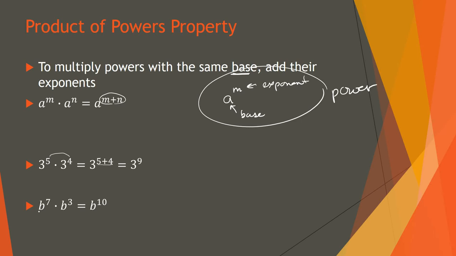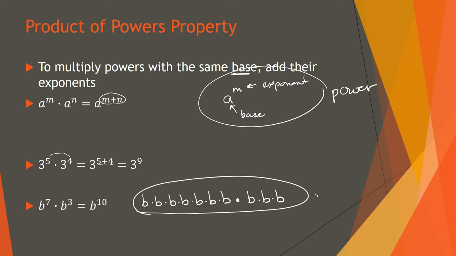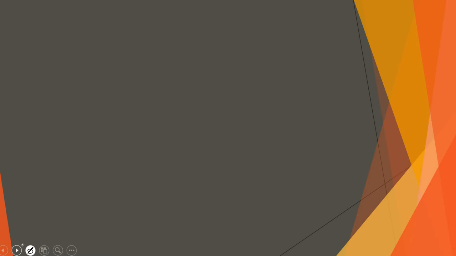Now in the past we have looked at this and we've said b to the 7th is b times b times b times b times b times b times b. 7 b's multiplied together. If I multiply that times b to the 3rd, 3 more b's, count those all up, and we have b to the 10th. So really all I'm doing is I'm saying I have 7 b's multiplied by 3 b's, I end up with 10 b's. All right, let's try a couple of these.